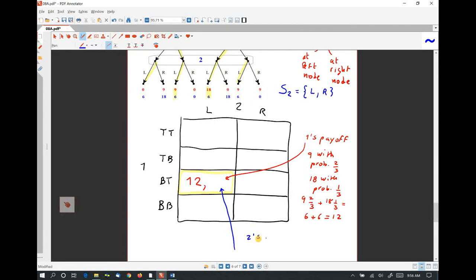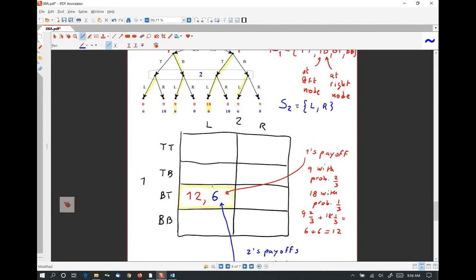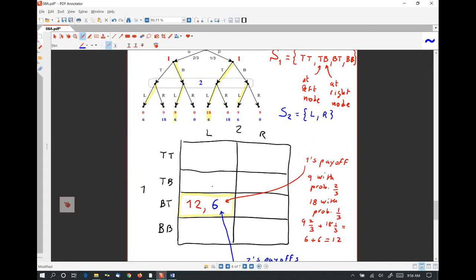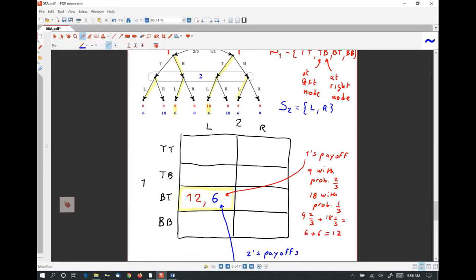Player 2's payoffs is where with probability 2/3 we pick the payoff on the left, so 6, and with probability 1/3 we pick the payoff on the right, which is also 6, so this is equal to 6. So the payoff of player 2 in that case is 6. Okay. So I'm not going to go through all the calculations.